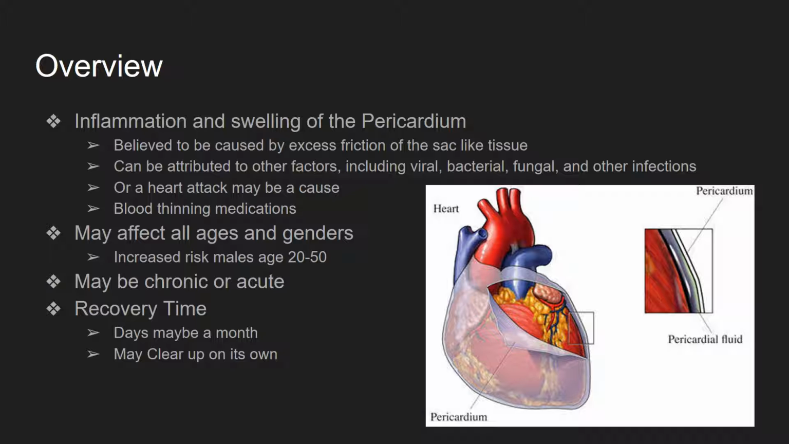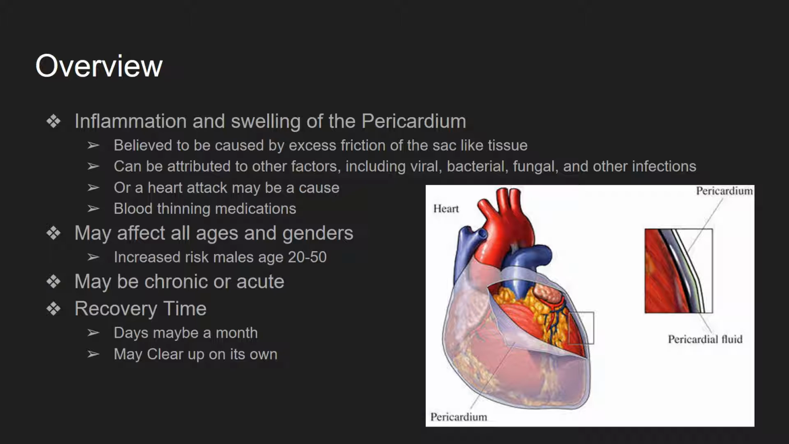So infections could be viral, bacterial, fungal, or other means. Or maybe this was due to a previous heart attack, or maybe you're taking some blood thinning medications. This affects all ages and genders, but typically you're going to see an increased risk for males between the age of 20 and 50, and it varies. It may be chronic or acute.